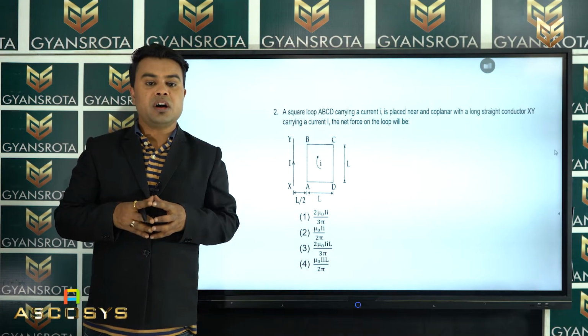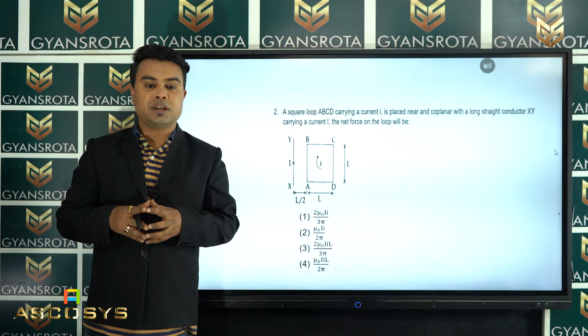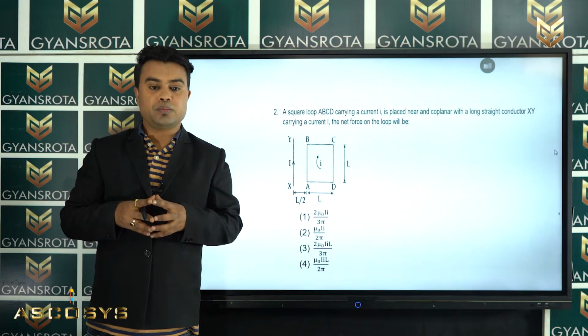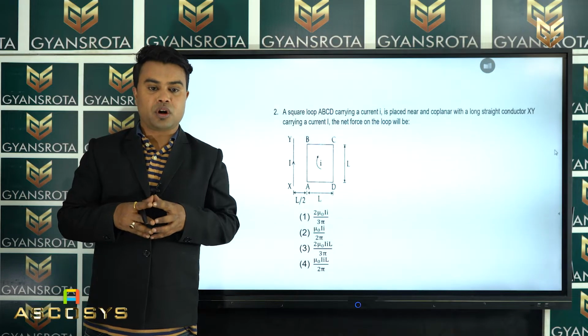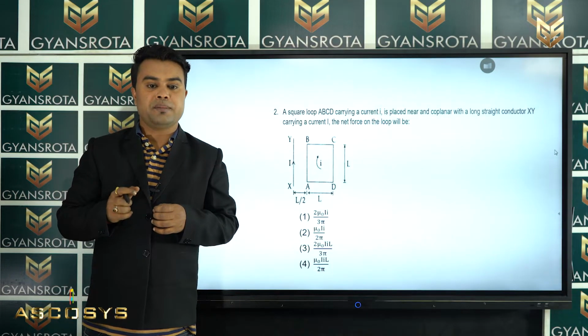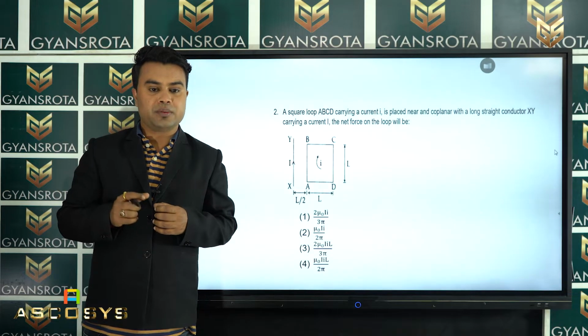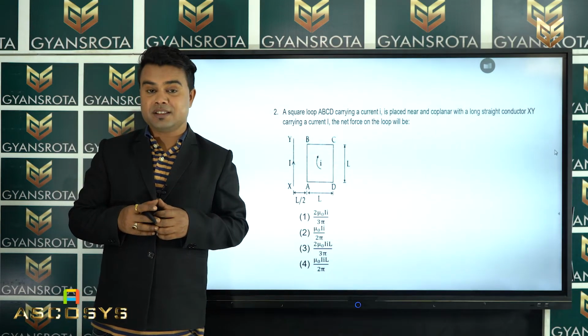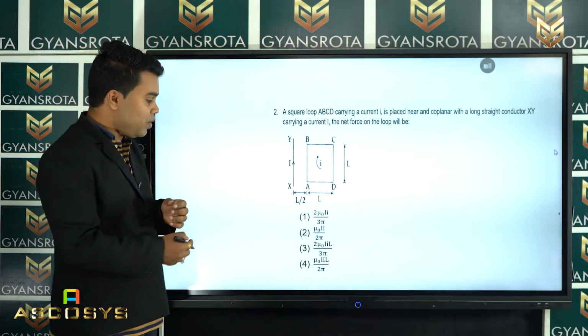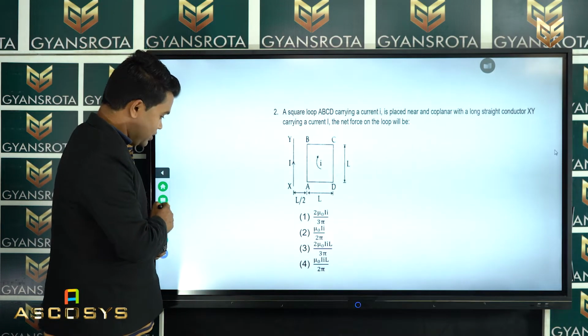So this is the concept which you can use, force due to parallel wires. The correct answer for this one will be the first option, 2 mu naught I into small i, which is the current passing through ABCD, divided by 3 pi. The direction of current is also given. This is the correct answer. So number 1 is the correct answer for this question.